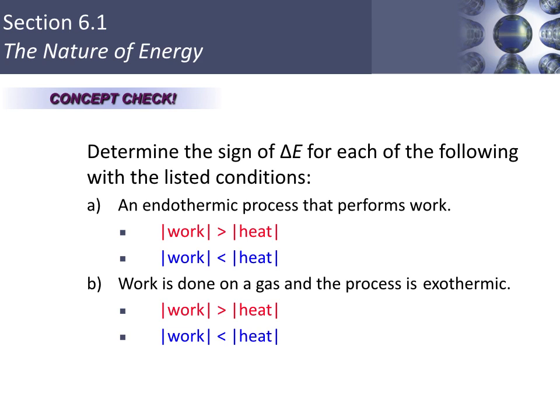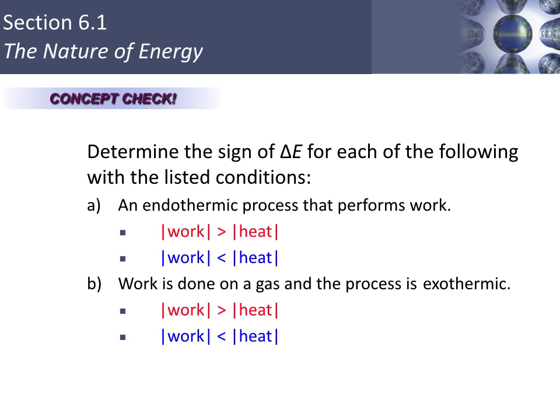The problem says determine the sign of delta E for each of the following with the listed conditions. So let's start with A. In A, an endothermic process that performs work. In an endothermic process, Q is positive and W is negative when the system does work on the surroundings.